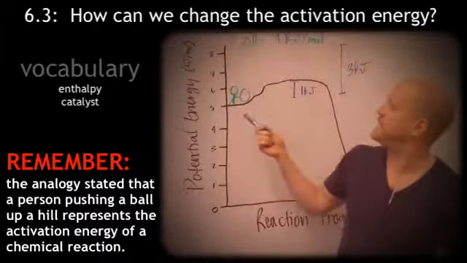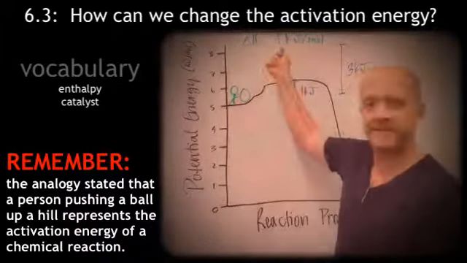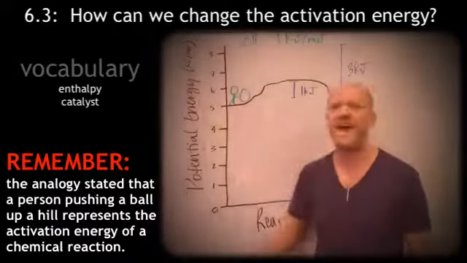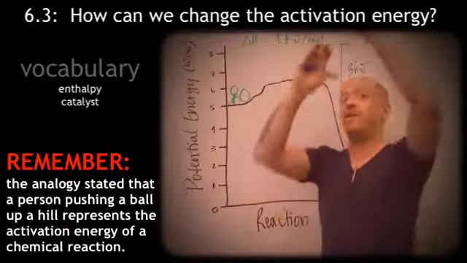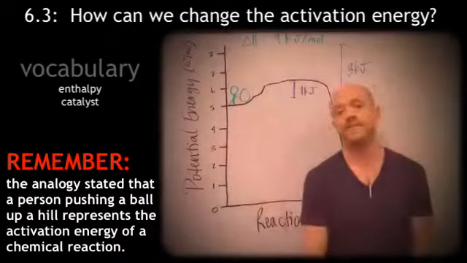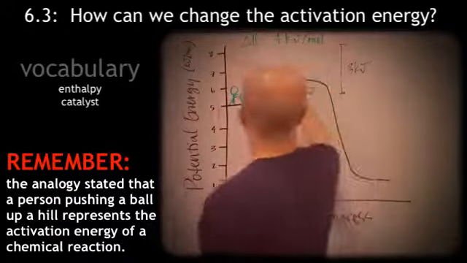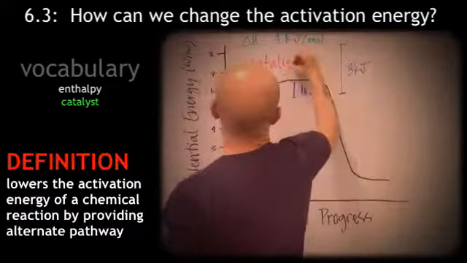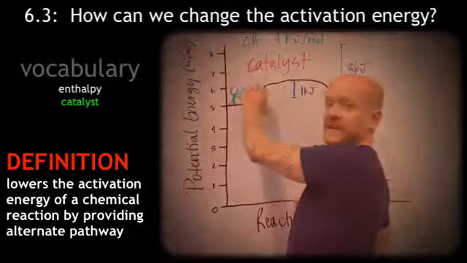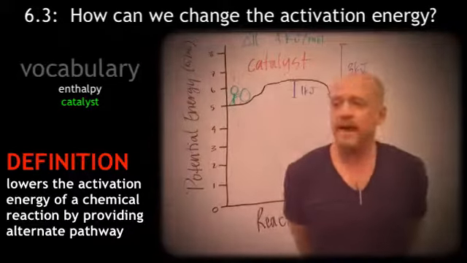So basically what happened is I didn't change the overall reaction. We still have 1 here, we still have 5 here, a difference of -4. This is still an exothermic reaction. All that I did was change the pathway for this person. Instead of going all the way to the top of the hill and rolling it all the way down, they just have to go up this little tiny incline in order to get the ball rolling. This is an analogy for what we call a catalyst. A catalyst lowers the activation energy by providing an alternate pathway for the reaction to go. Now we see catalysts all the time.